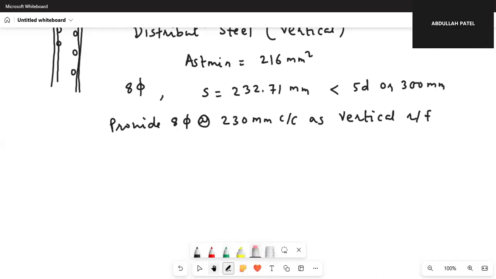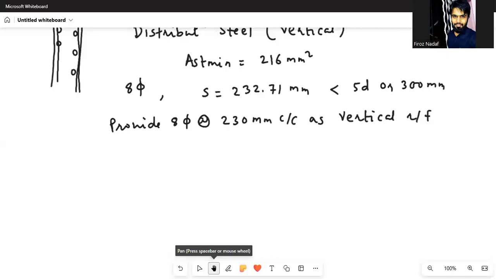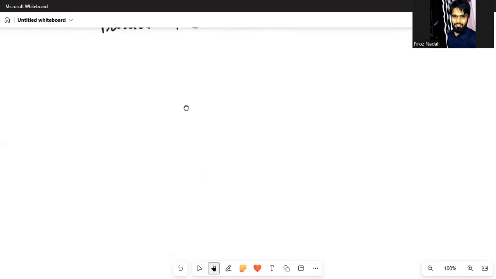Okay, we have completed the design of side wall. Now we will switch over to the design of hopper bottom. Already I have given you the formula. I will directly use the formula. Whatever the formula that I will be using in the design, it has been derived. So here I am directly using.